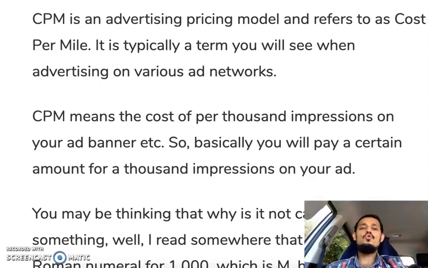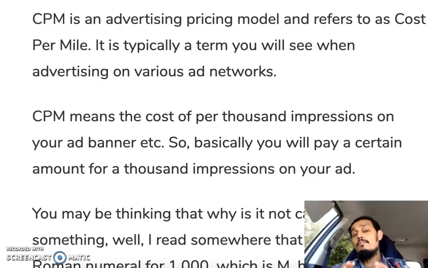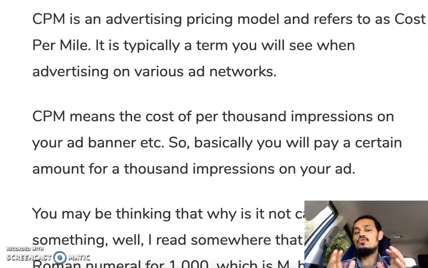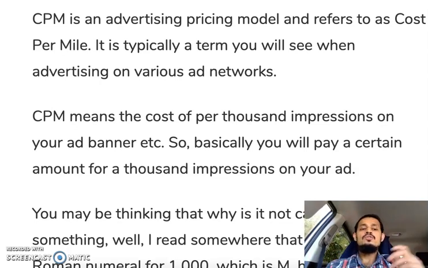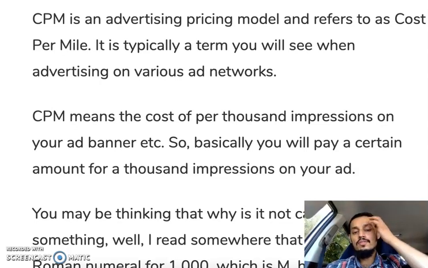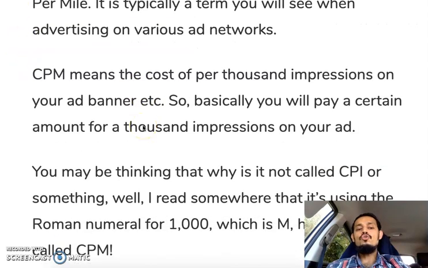Okay, so today we're going to talk about an affiliate marketing term. It's actually a marketing term, but it's also in affiliate marketing that you may come across it. It's called CPM. CPM is an advertising pricing model and refers to cost per mille. It's typically a term that you'll see on various advertising networks. CPM means the cost per thousand impressions on your ad banner.